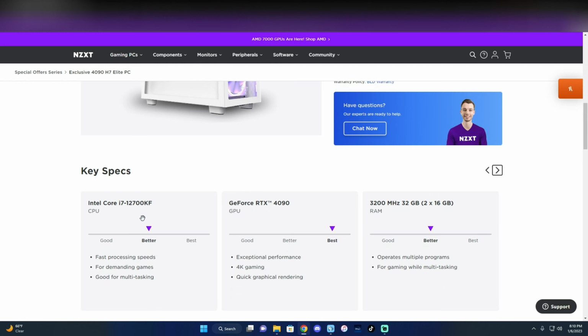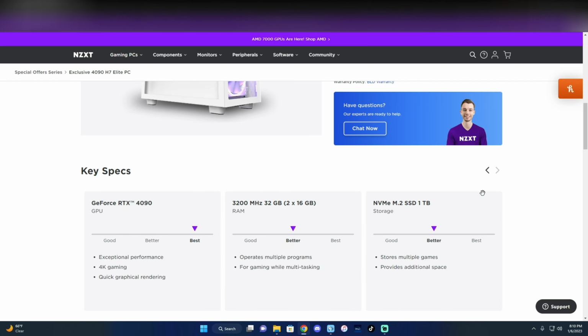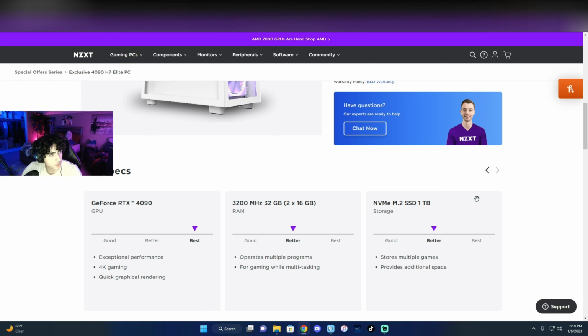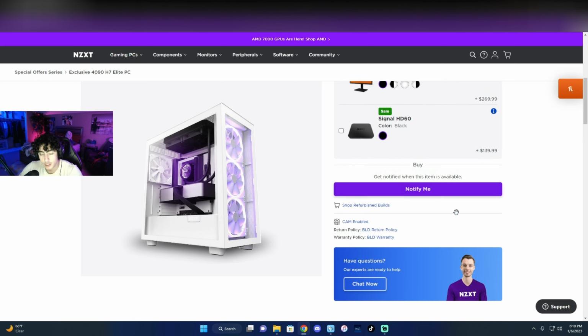The specs: Intel Core i7 12700KF, the processor, of course. For the GPU, GeForce RTX 4090, hottest on the market. 3200 megahertz, 32 gigabytes of RAM, two sticks, 16 gigabytes each. Honestly, I just expected DDR5 at this price point, right? Well, obviously it's DDR4. If I wanted to upgrade to DDR5, I probably would have to upgrade the motherboard, which sucks, but whatever. And one SSD, 1 terabyte, which I expected two at this price point, but it is what it is. That's why I got a second one.